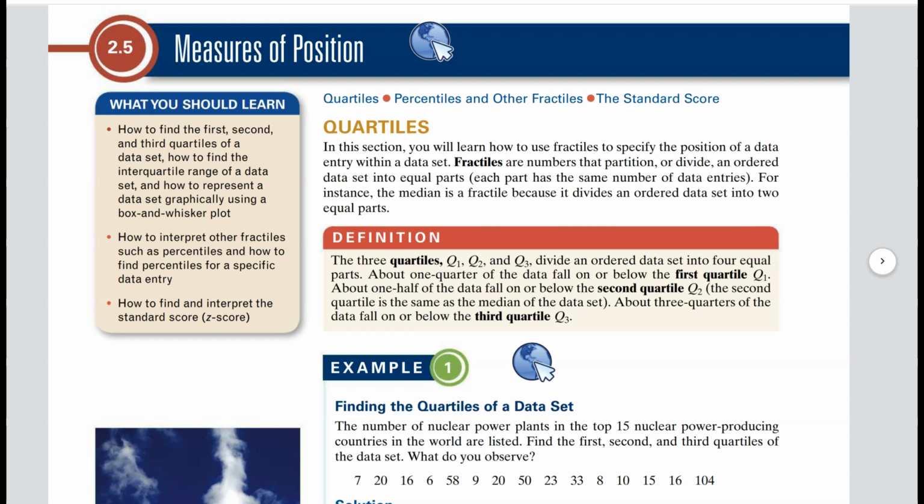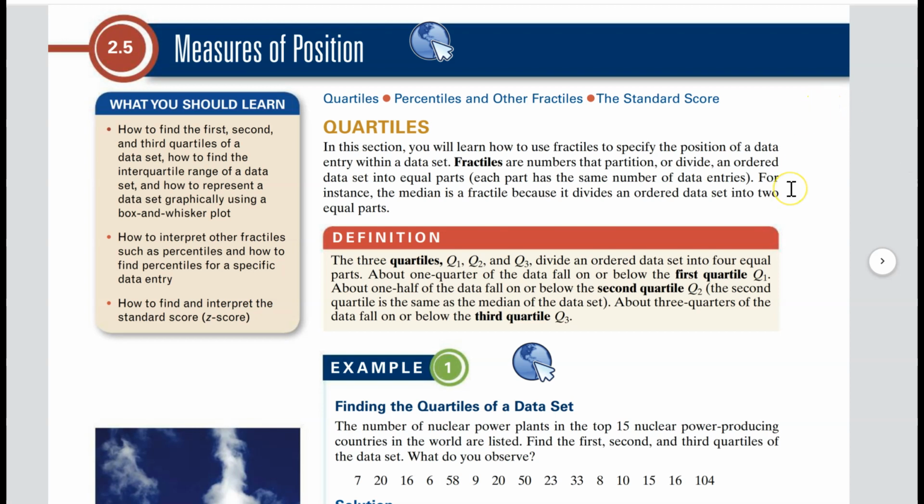We're on 2.5. 2.3 was measures of central tendency. 2.4 was measures of variability, also known as spread. 2.5 is measures of position. In other words, if I am a particular data point, where am I in the data set?